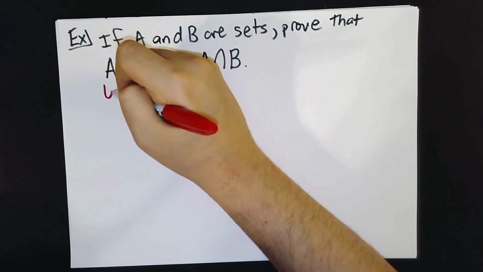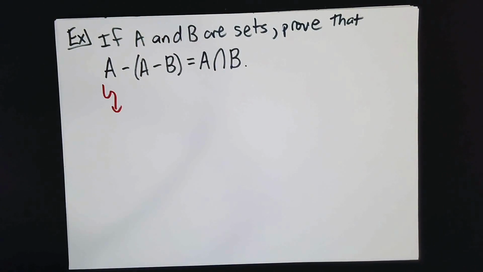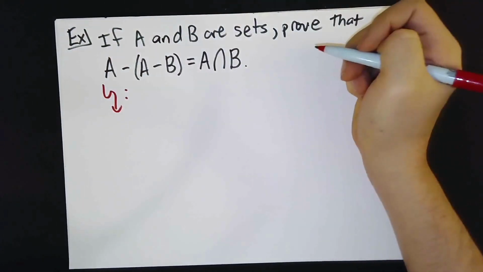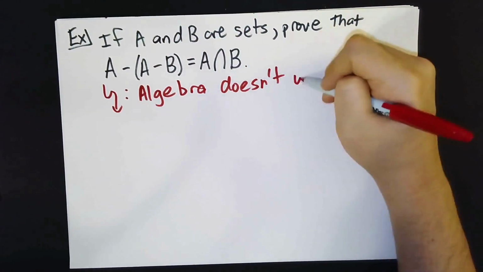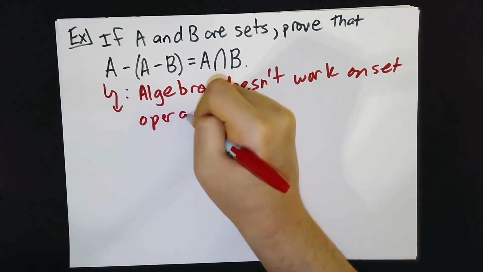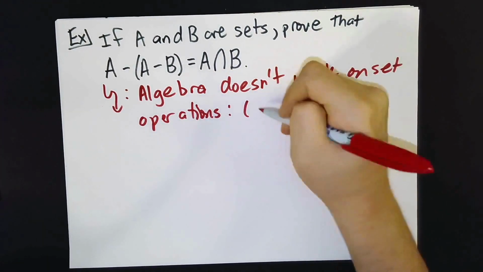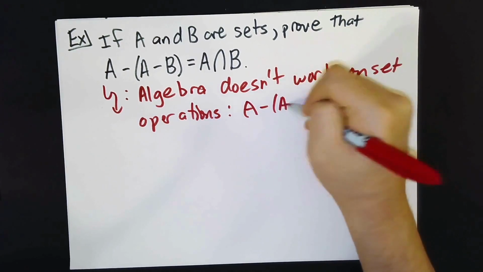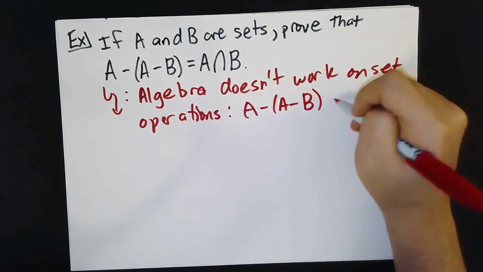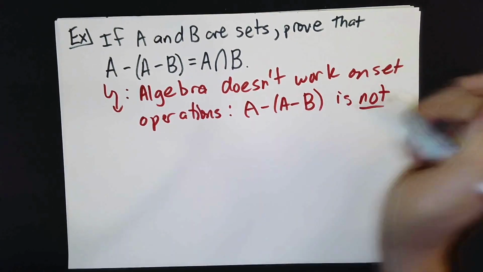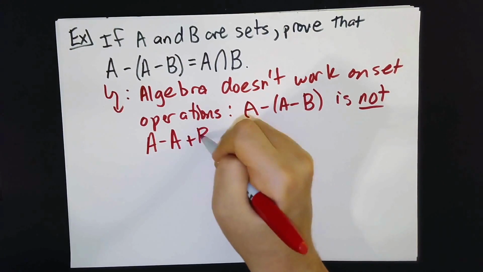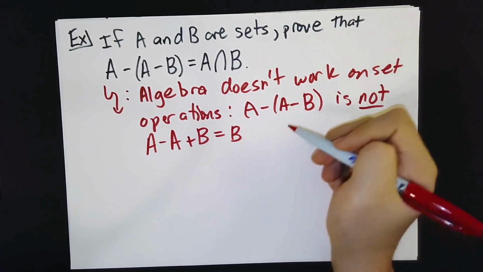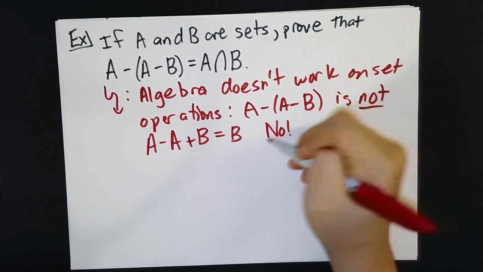Bourbaki has this thing, an arrow like that, which just means danger: something is going to go wrong if you're not careful. And the danger here is that algebra doesn't work on set operations. For example, if I take A minus (A minus B), that's not A minus A plus B equals B. No. Okay, it's not that.